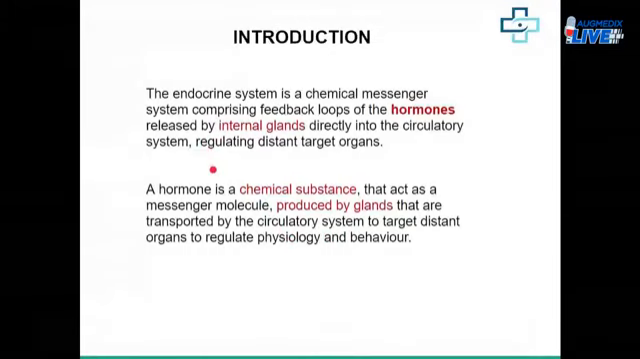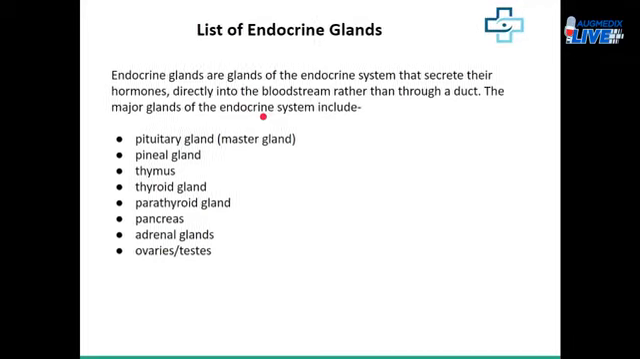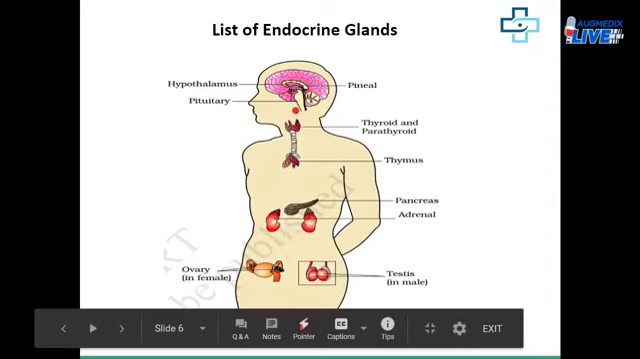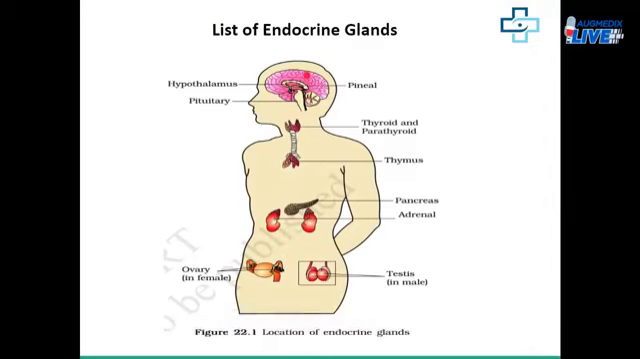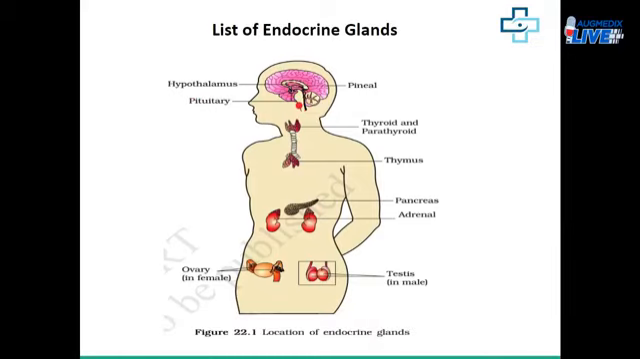All right, next slide. List of endocrine glands. Before going through this slide, let's have a look at the image. As you can see, these are some of the important endocrine glands. Starting from the top, from superior to inferior, the first gland is the pituitary gland. Can you see it at the base of the brain?